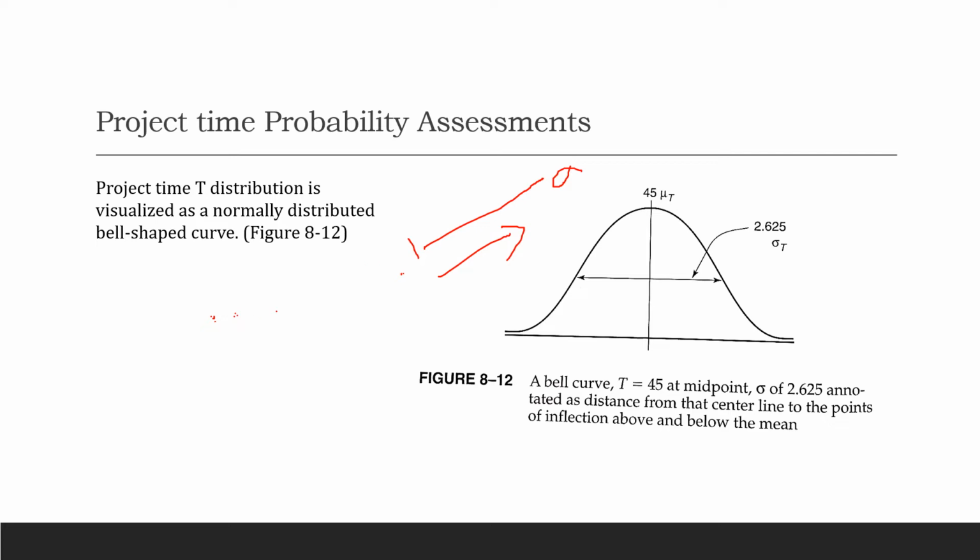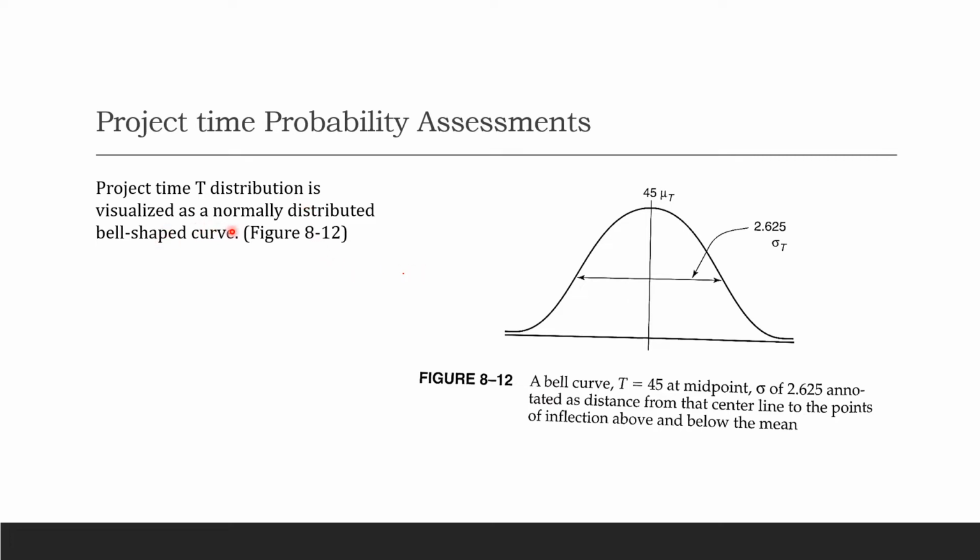So anyway, here we come back to the project time, and we're going to deal with probability analysis, which is your assessment. We're going to evaluate. So project time T, we call that T distribution, is visualized as a normally distributed bell-shaped curve. Those of you who are taking stat, make sure you pay attention to T distribution. If you have ambition to continue to study and go from undergrad to graduate school, you have to deal with this in your research, your thesis, master's, dissertation and PhD.